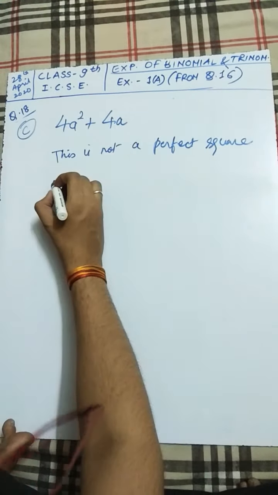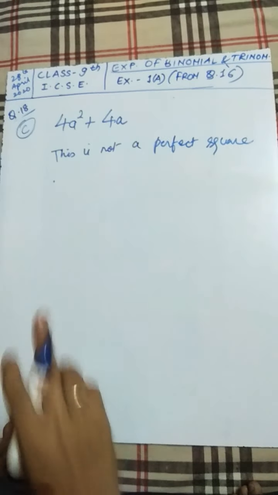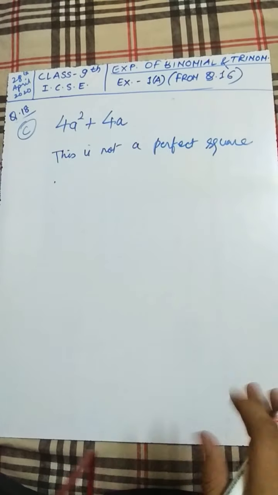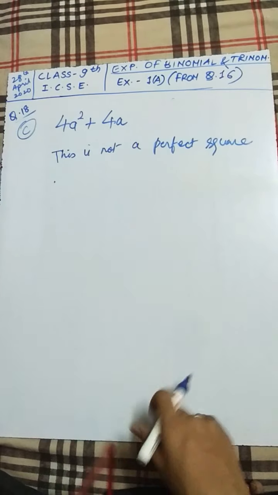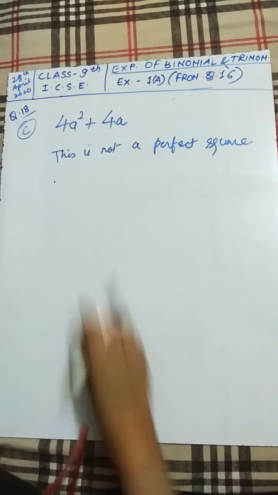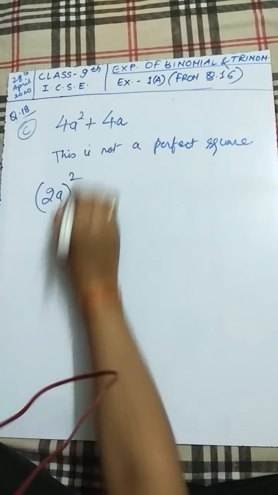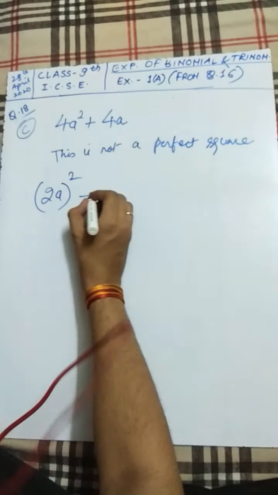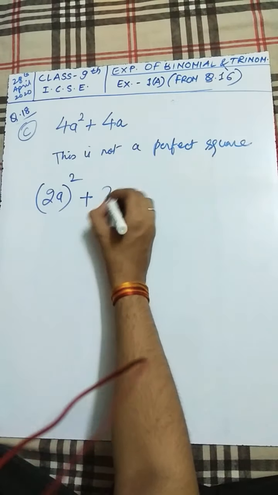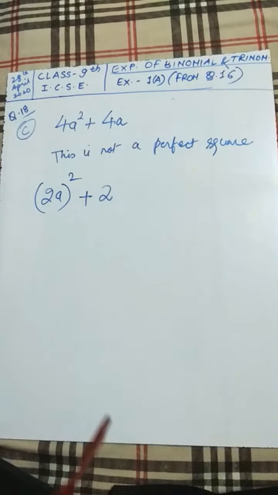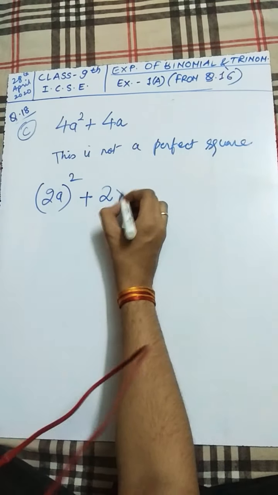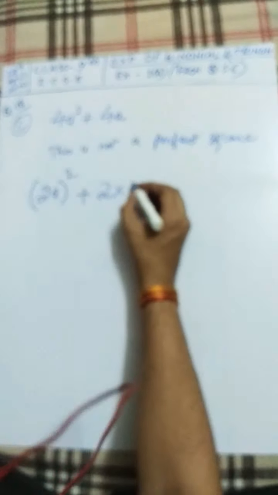Now let us make this a perfect square. That means we have to add something in it, as we have done in the previous question. Okay, this 4a square, can we write it as 2a the whole square? All right, plus the identity 2. In the identity 2ab we know, so 2 into a is what, 2a.